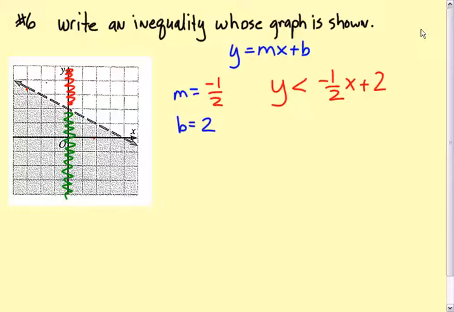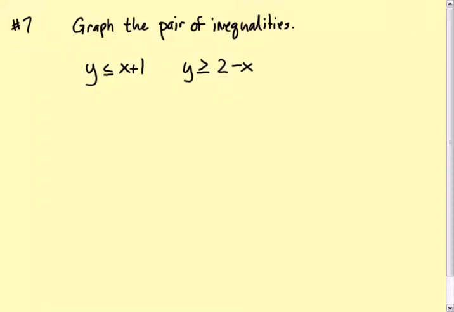That's it. Those things are easy, okay? So, I know that you're hoping you get a lot of those tomorrow on the test. We'll see. All right, let's look at number 7, okay? Number 7 says, graph the pair of inequalities, or it might say graph the system of inequalities, all right?